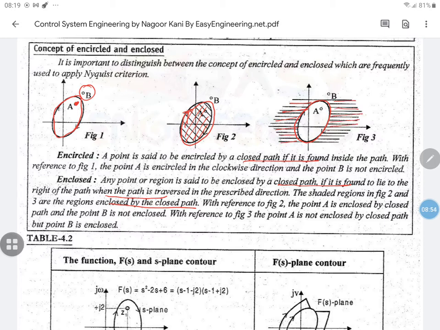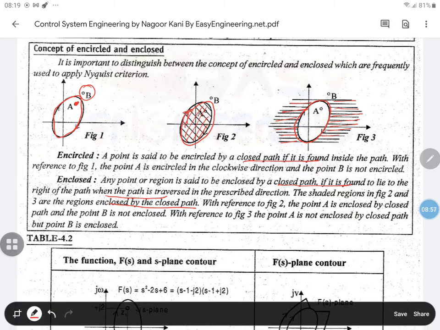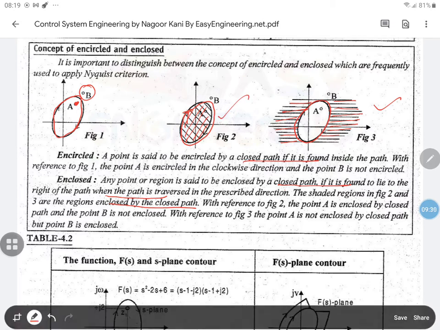So this is the contour and this is the area enclosed. It depends on the path of the contour and which prescribed direction you want to mention. So it depends on your definition. If you want to find the enclosed area outside the contour, then you can mention this. If you want to find the area enclosed within the contour, then you can mention this.